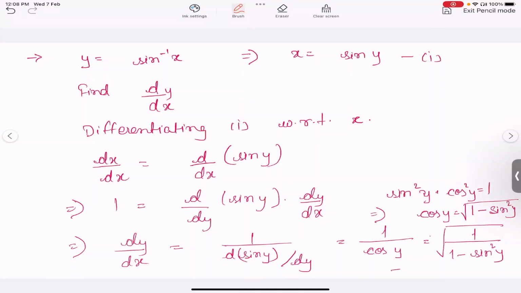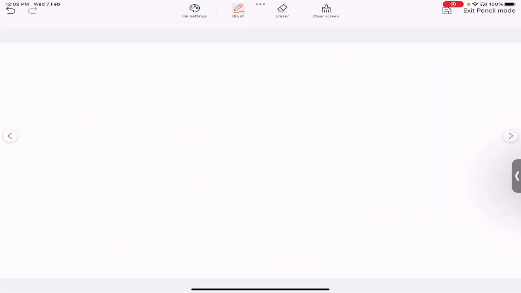So this will be equal to, we already know that x is equal to sin y. That is what we have done. So we will replace it. So the thing will become 1 by the square root of 1 minus x square. So this is the derivative of sin inverse x. Now let's move to cos inverse x.